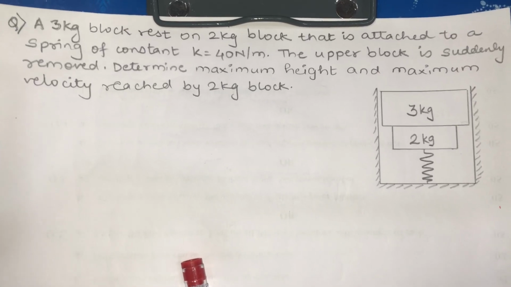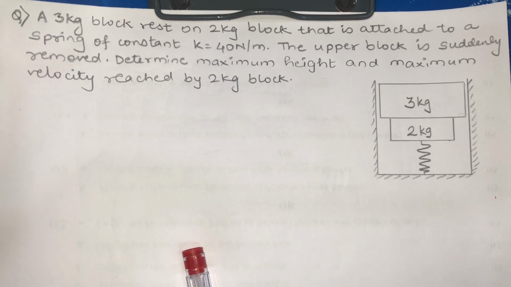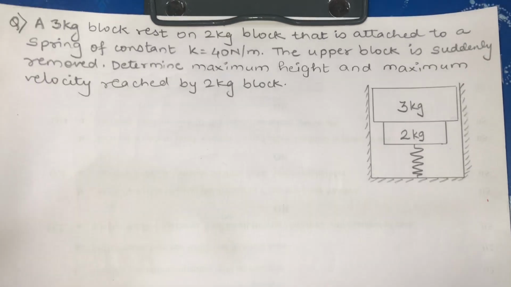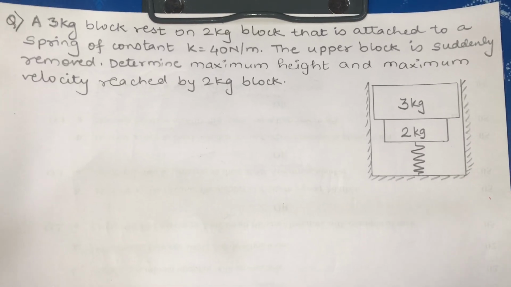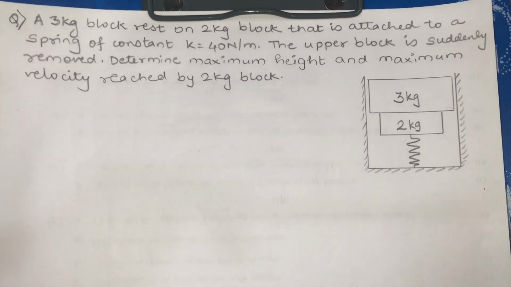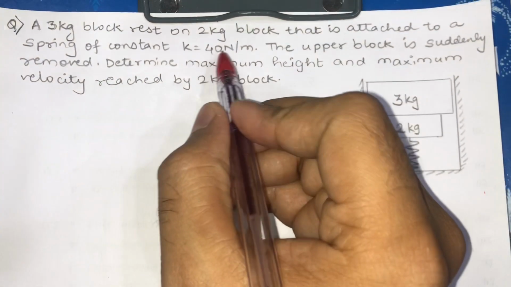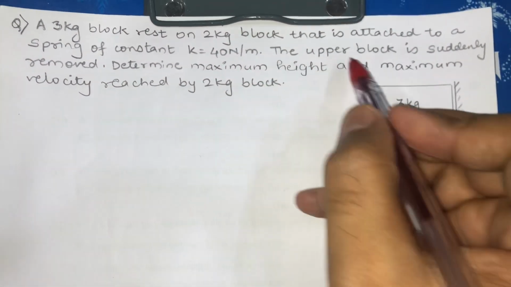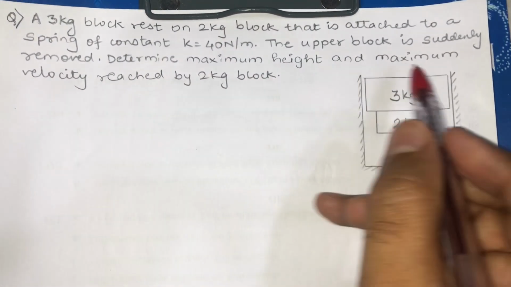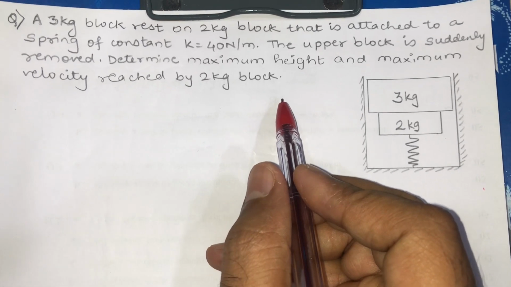Hello students, today we'll be going with the next problem based on work energy principle. The question says that a 3 kg block rests on a 2 kg block that is attached to a spring of constant K equals 40 Newton per meter. The upper block is suddenly removed. Determine the maximum height and maximum velocity reached by the 2 kg block.